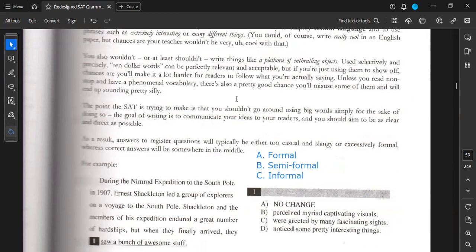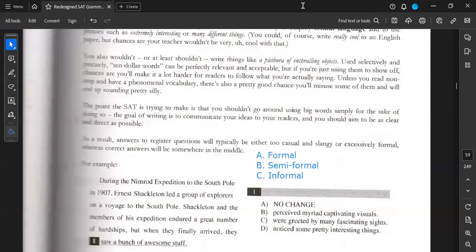Okay, I'm loving the energy. All right, and then D, "notice some pretty interesting things." It sounds like it fits the tone of the paragraph. Okay. Let's go back to B. B says "perceived marred captivating visuals." B again sounds too serious because they're using a lot of complicated words. Okay, too formal. I concur with that assessment.